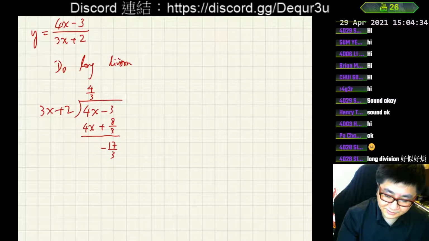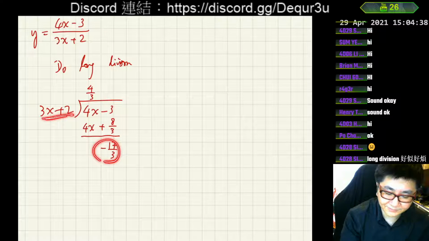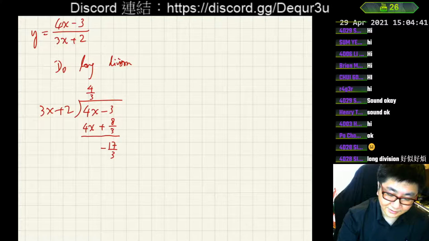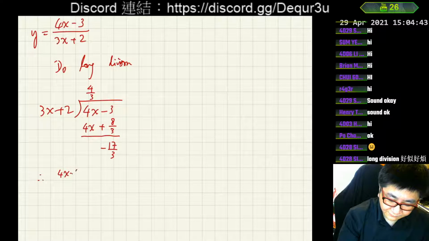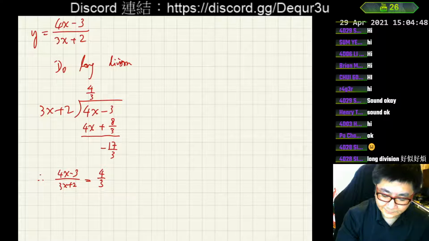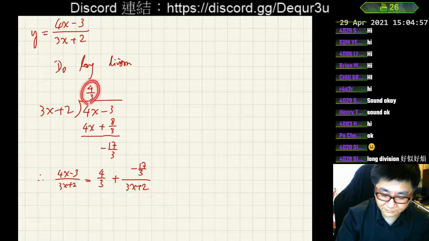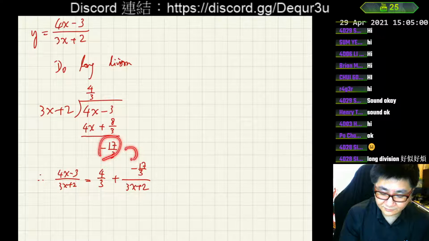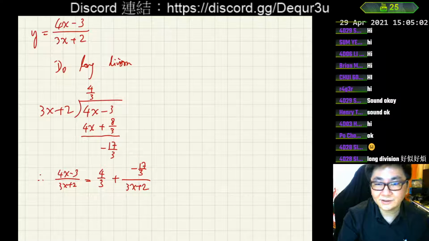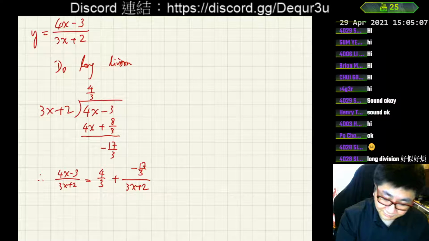We can no longer make negative 17 over 3 from this, and therefore this is the result. So the original function, 4x minus 3 over 3x plus 2, can be rewritten as 4 over 3, plus negative 17 over 3 over 3x plus 2. 呢個係同小學嗰個做法一樣啊，又係將個 quotient 放前面，然後 remainder 放上面。OK，就同小學嗰個一樣嘅，或者學同上一版嗰個教你嗰個快方法一樣。Okay, and then so we have rewritten it.